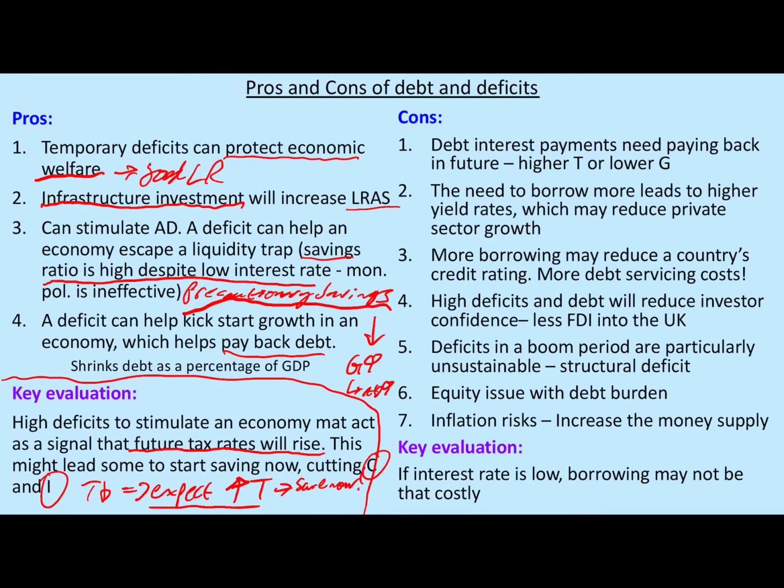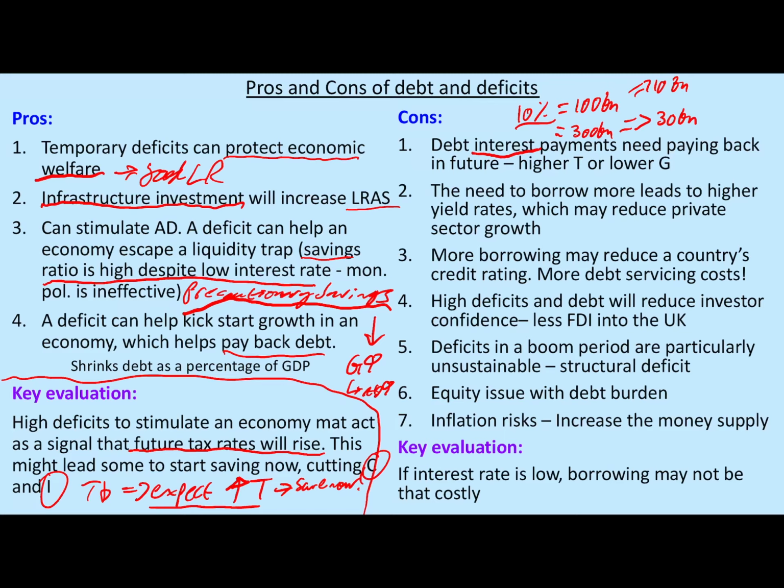The cons then of debt and deficits is that the debt interest payments need paying back in the future. The greater our debt is, the more we need to pay back in interest. 10% of 100 billion is 10 billion pounds. However, if our national debt was 300 billion, the amount we'd have to pay back in interest every year would be 30 billion at 10%. So clearly there's a con to having a large debt, and that would have to pay more in debt interest.